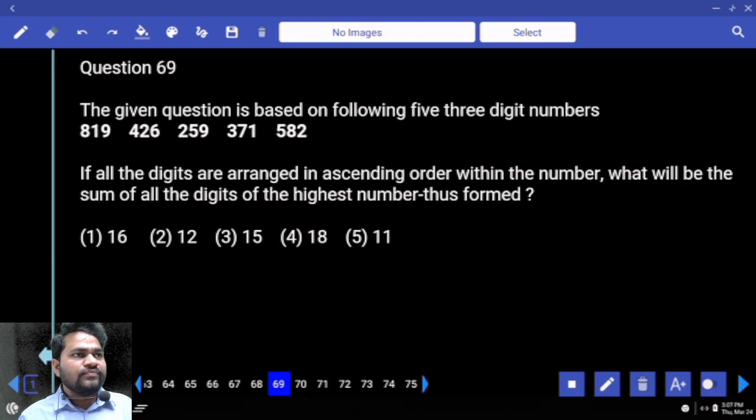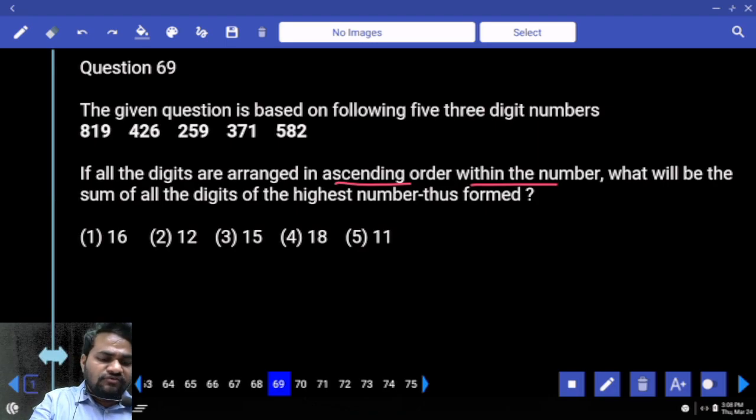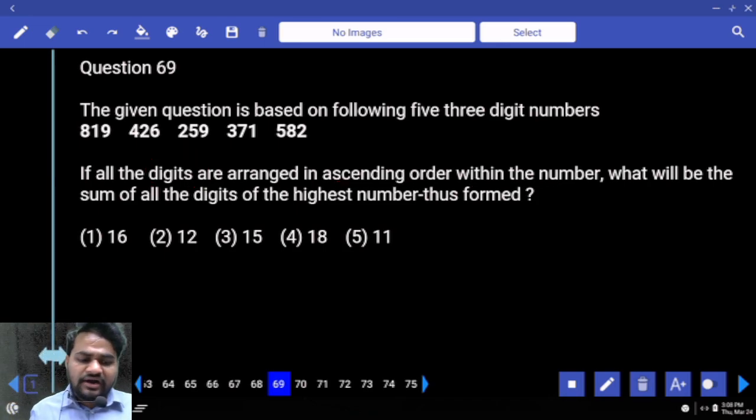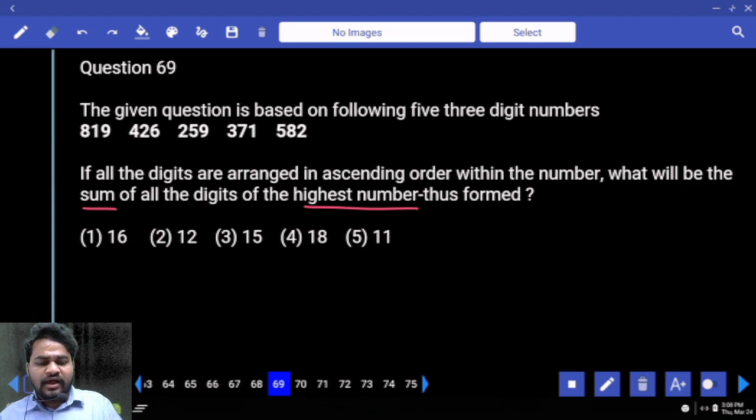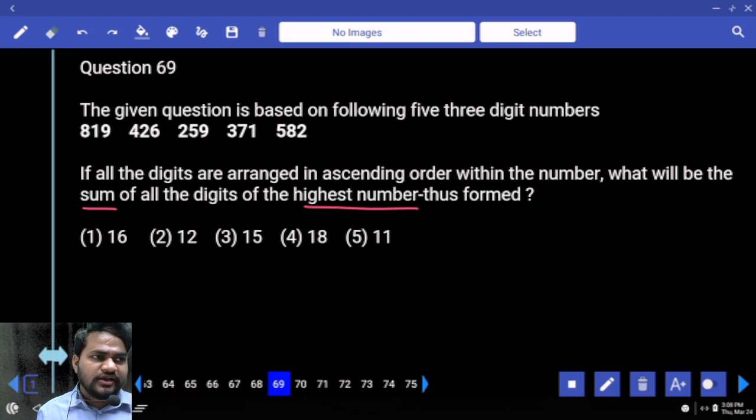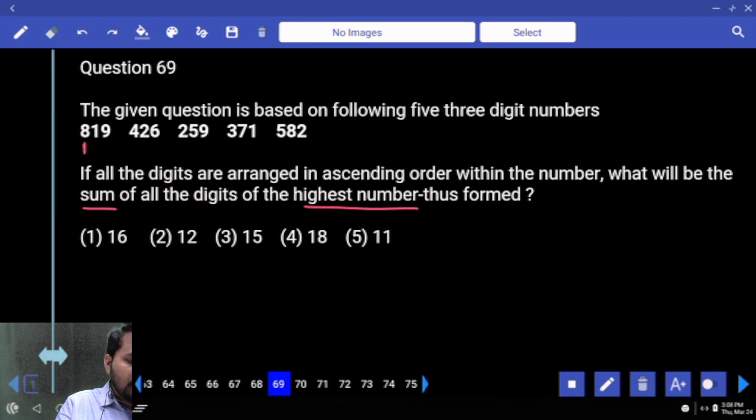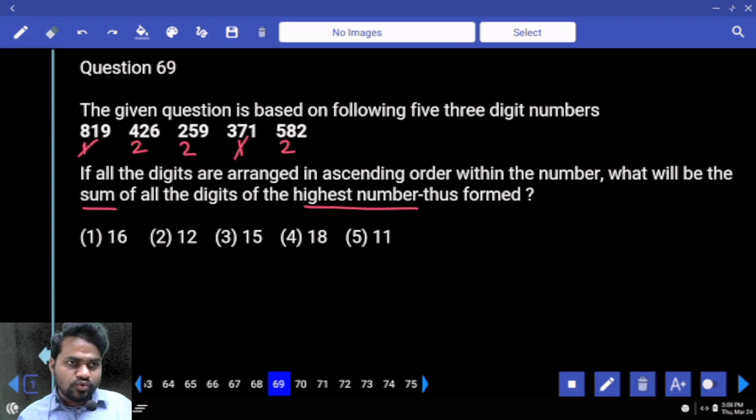Next, 69. If all the digits are arranged in ascending order within the number, then what will be the sum of all the digits of the highest number thus formed? First we need to write into ascending order within the number. Ascending order will be starting with 1 here. It will be starting with 2, again 2, 1 and then 2. We need to find out the highest number. Highest number means it will be starting with definitely 2.